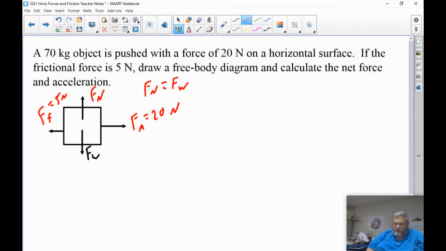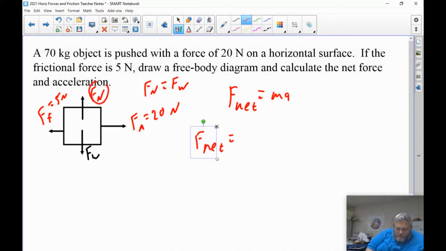Then it's just to calculate the net force and the acceleration. Net force is equal to ma, so we can find net force two ways. We can do it by adding the forces, or we can multiply m times a. But we don't know a, because that's one of the things we're going to look for. So the other thing is we can find the sum of all the forces, which in this case, the normal force and the weight cancel each other out, so we don't need to include them.